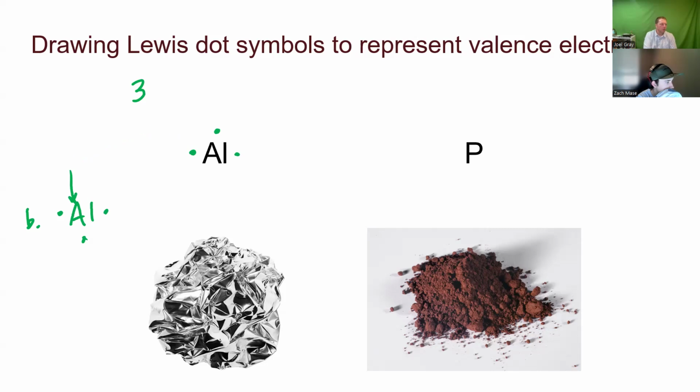Now phosphorus. Phosphorus is rolling in with a grand total of 5 valence electrons. So what we're going to do is start on the right, go to the left, go to the top, go to the bottom, and then our 5th one, we're going to draw on the left-hand side. So for our second dots, we're going to start on the left and go clockwise. So this is the model for phosphorus.